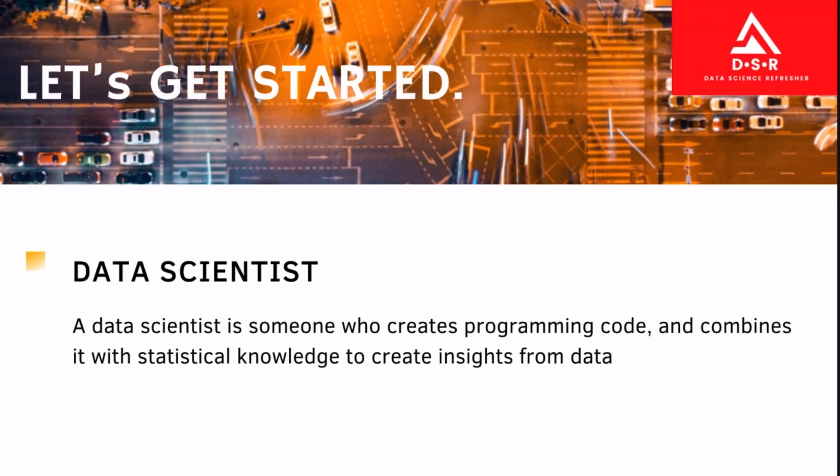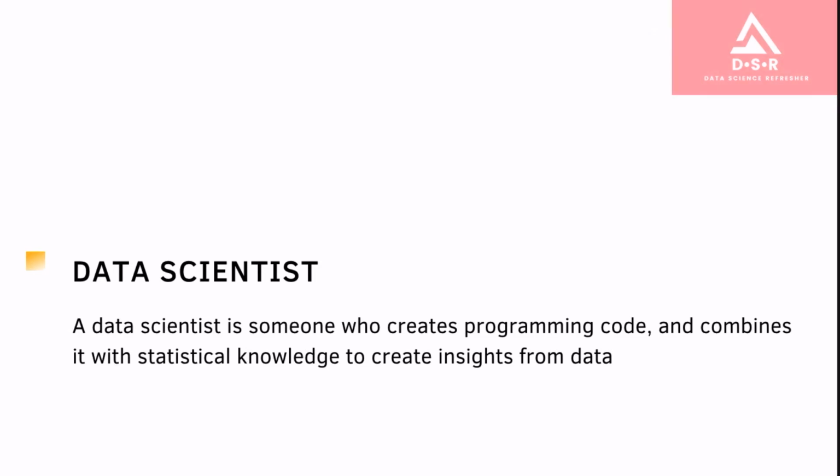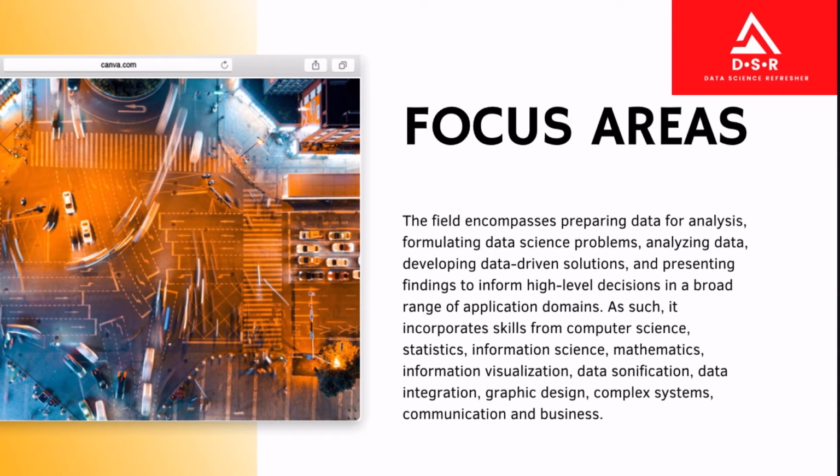Let's get started. So what does a data scientist do? A data scientist is someone who creates programming code and combines it with statistical knowledge to create insights from the data. This is the simplest definition of a data scientist. If you plan to be a data scientist, companies like Meta, which owns Facebook, Instagram and WhatsApp, Microsoft, IBM, and a ton of other companies are hiring these days. So you can join one of them.